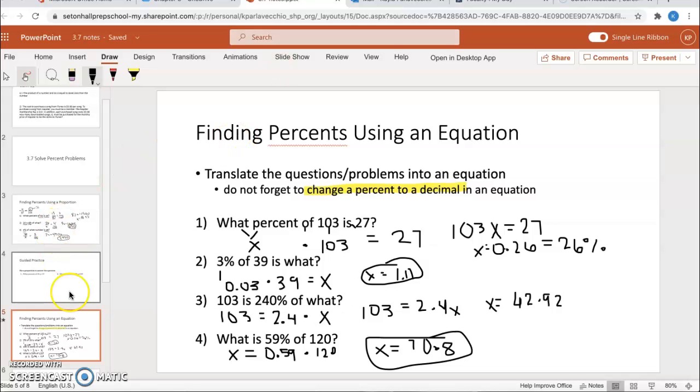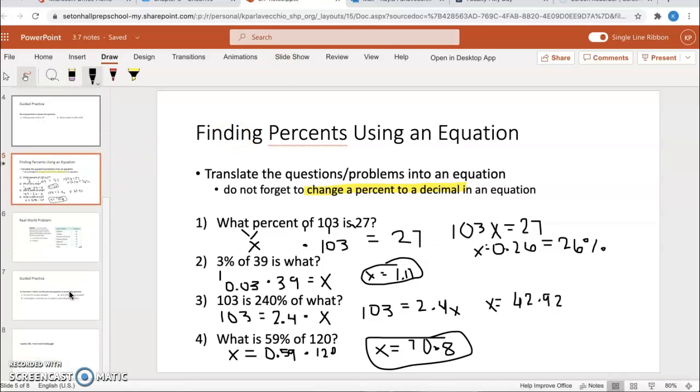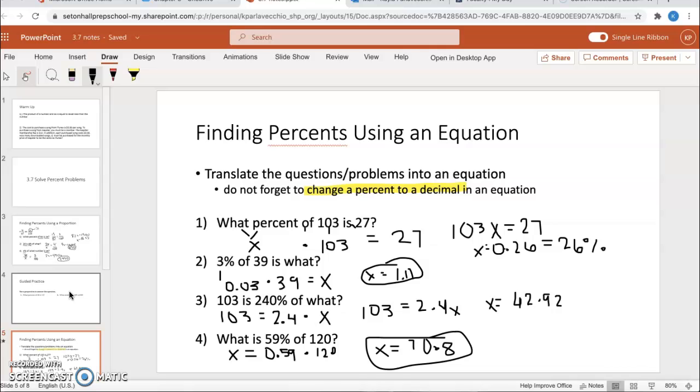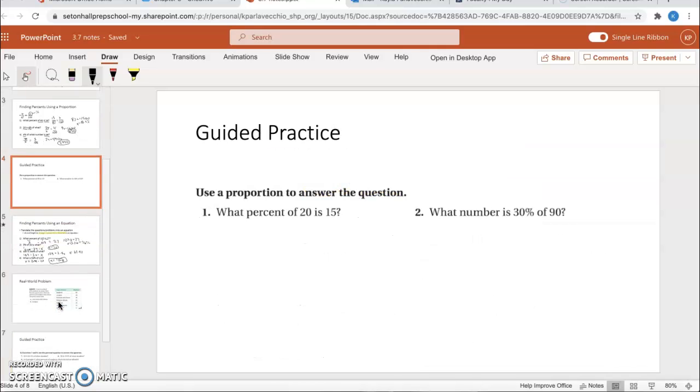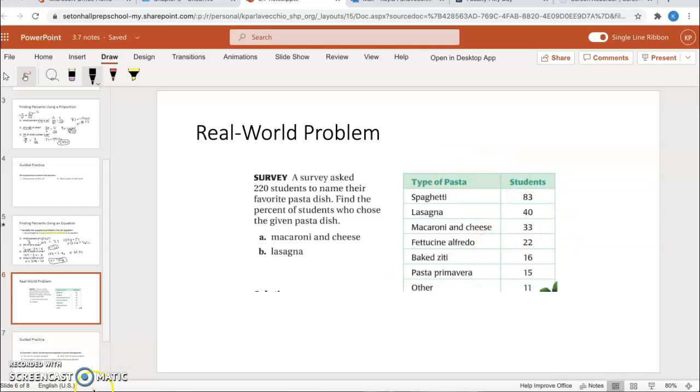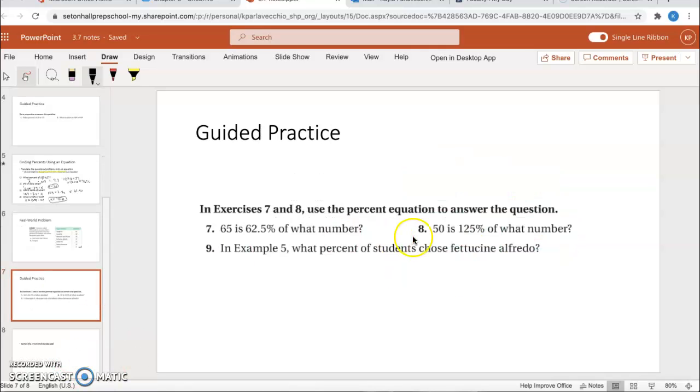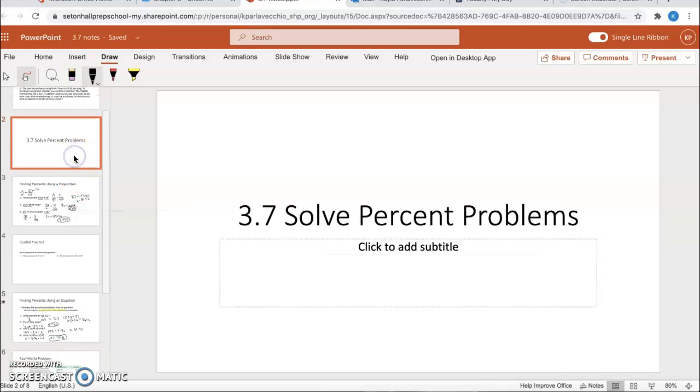I hope that you go through the rest of this PowerPoint. There's just some extra examples here for you to look through. There's some guided practice examples. There's a word problem that we're going to use a chart for. And again, some more examples for the equation method. These notes are posted on the portal under 3.7, Solving Percent Problems. And in your next class, you'll be completing a worksheet dealing with these different examples.